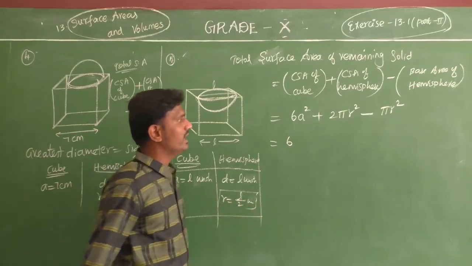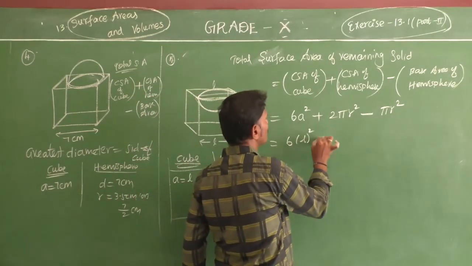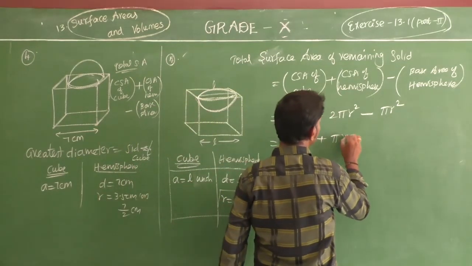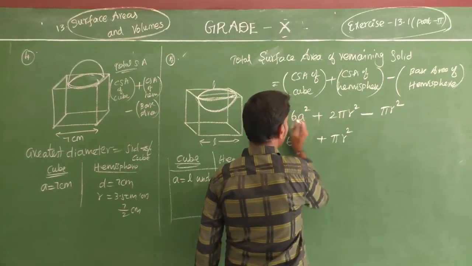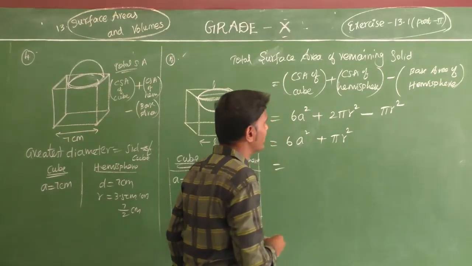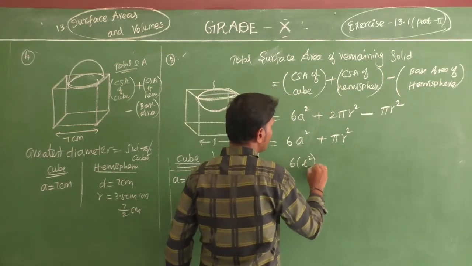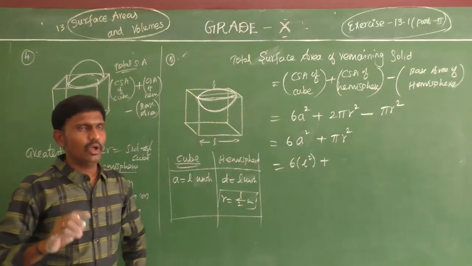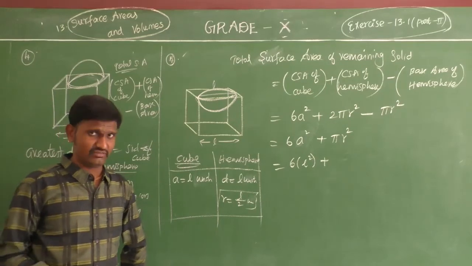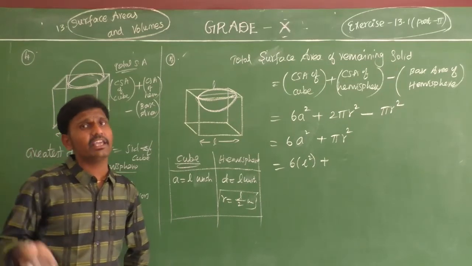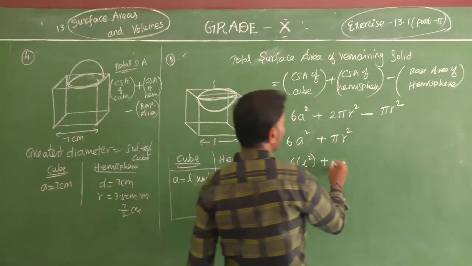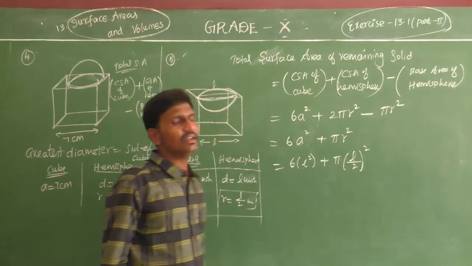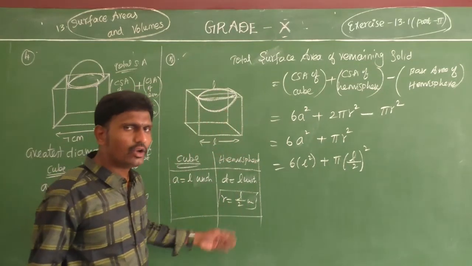Now 6 into L square plus 2 pi r square minus pi r square, which is pi r square. Otherwise write one more step also: 6a square plus pi r square. Now 6 into L square plus pi. You don't want to substitute the value of pi here, because the dimension is not given. So take pi, and radius is equal to L by 2 units only.